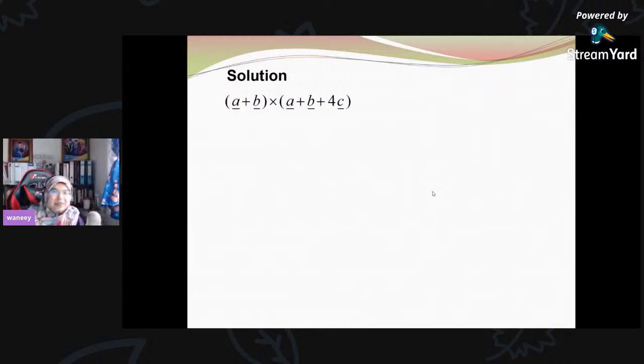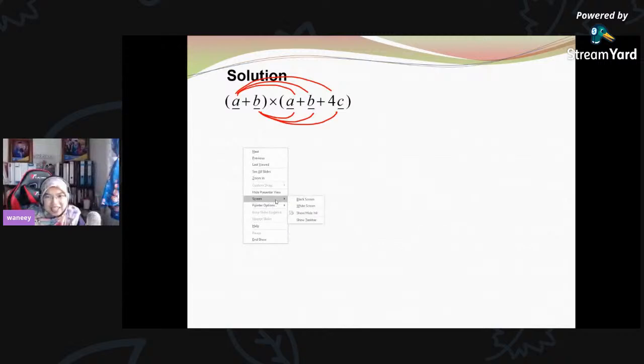Okay, so (A + B) cross (A + B + 4C). What you can do is try to expand them one by one. So you can do A cross B, A cross 4C, B cross A, B cross C, B cross 4C. So that is one way to do it. What I will do is the shortcut of that.